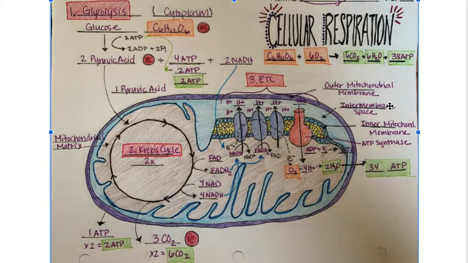So how do we get to 38, right? We took our 34 that we can make from our electron transport chain, we add our 2 that we made from the Krebs cycle, and we add our net 2 that we made from glycolysis. That gives us our 38 ATP. Hopefully this diagram helped you understand how all those 3 processes work together to give you this overall cellular respiration equation.